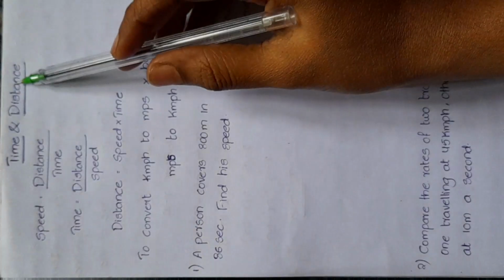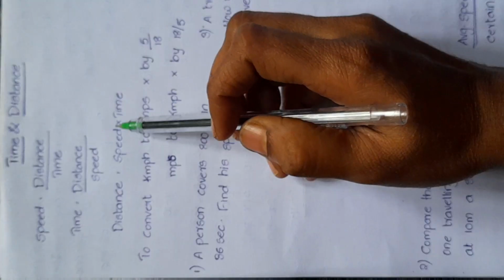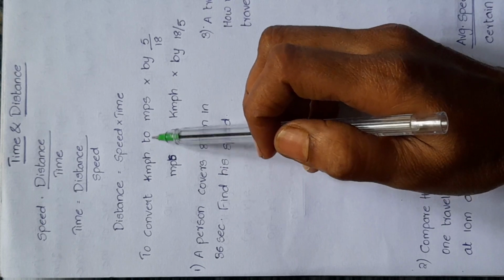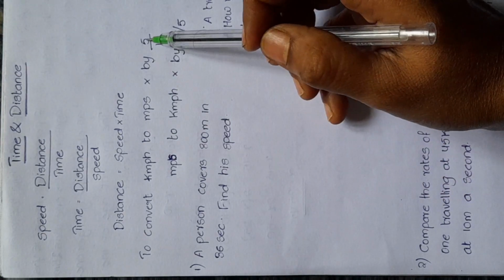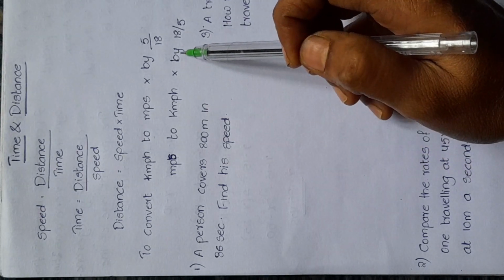Today our topic is time and distance. Speed is distance by time, time is distance by speed, and distance is speed into time. To convert kilometers per hour to meters per second, we should multiply by 5 by 18, and to convert from meters per second to kilometers per hour, we should multiply by 18 by 5.